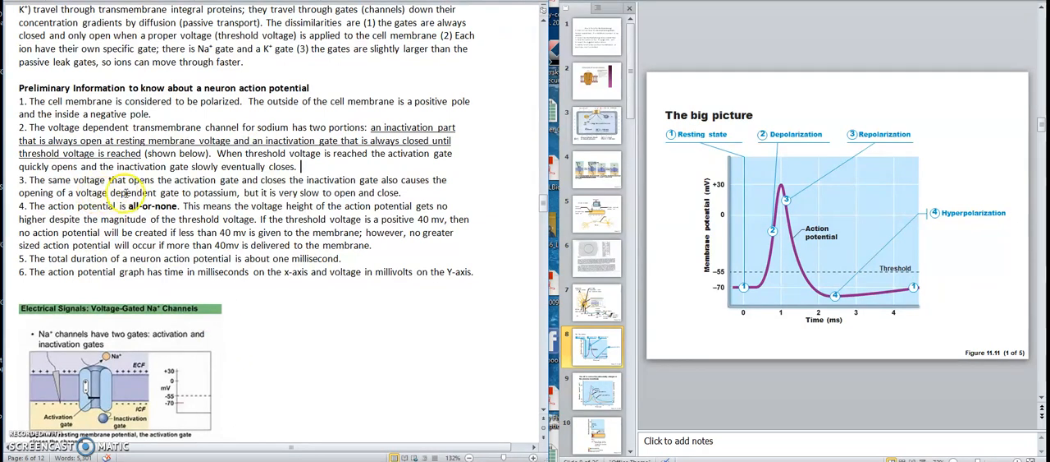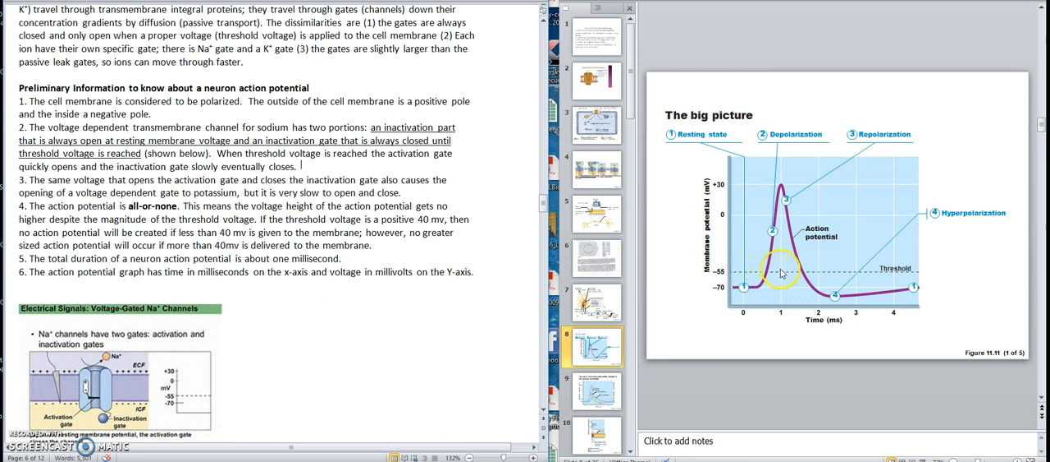The same voltage that opens the activation gate and closes the inactivation gate also causes the opening of a voltage-dependent gate to potassium, but it is very slow to open and close, and we'll come to that. The action potential is all or none. This means the voltage height of the action potential, see this, when we do the action potential, this is the voltage height. We'll talk about it. The voltage height of the action potential gets no higher despite the magnitude of the threshold voltage.